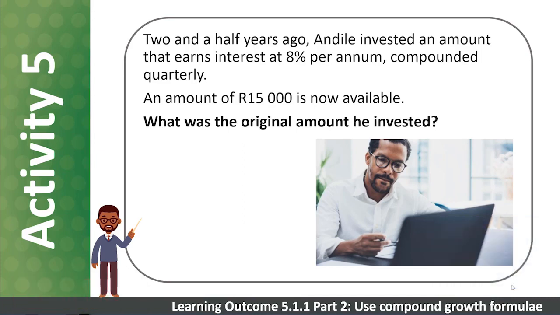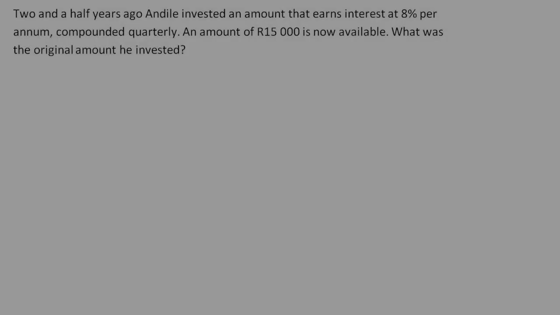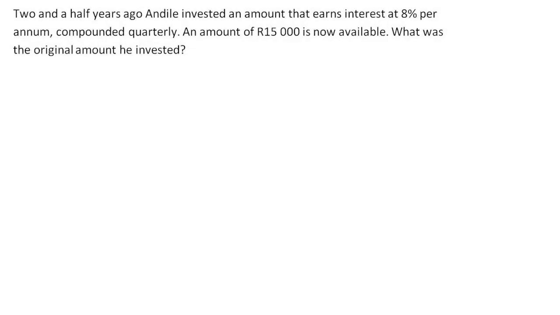Let's have a look at the solution. Let us look at the following problem. 2.5 years ago, Andile invested an amount that earns interest at 8% per annum compounded quarterly. An amount of 15,000 rand is now available. What was the original amount he invested?